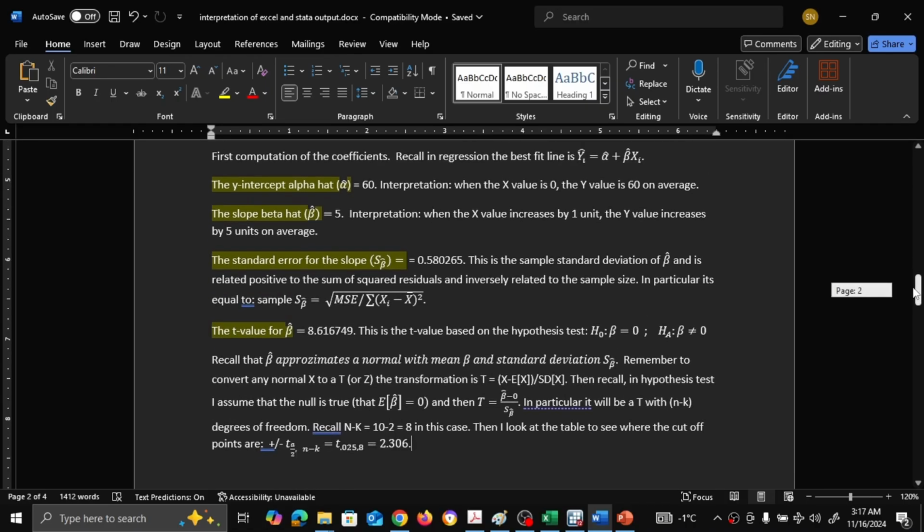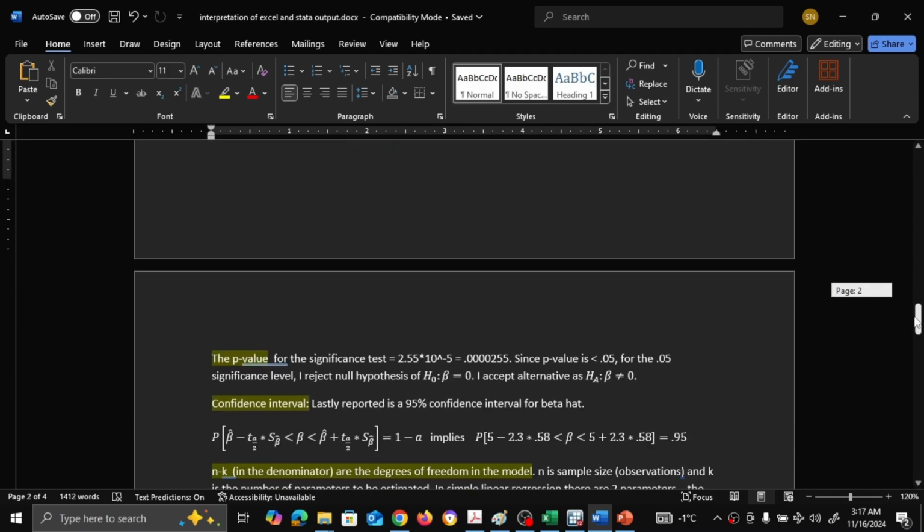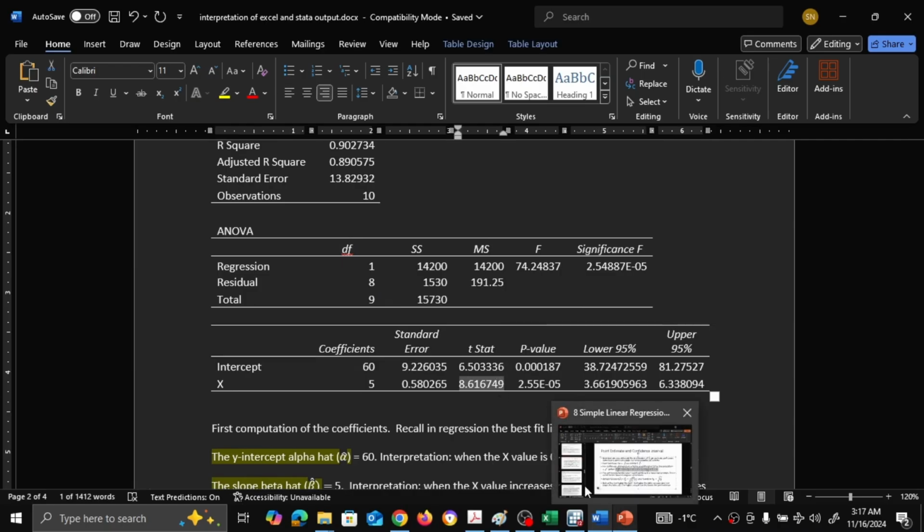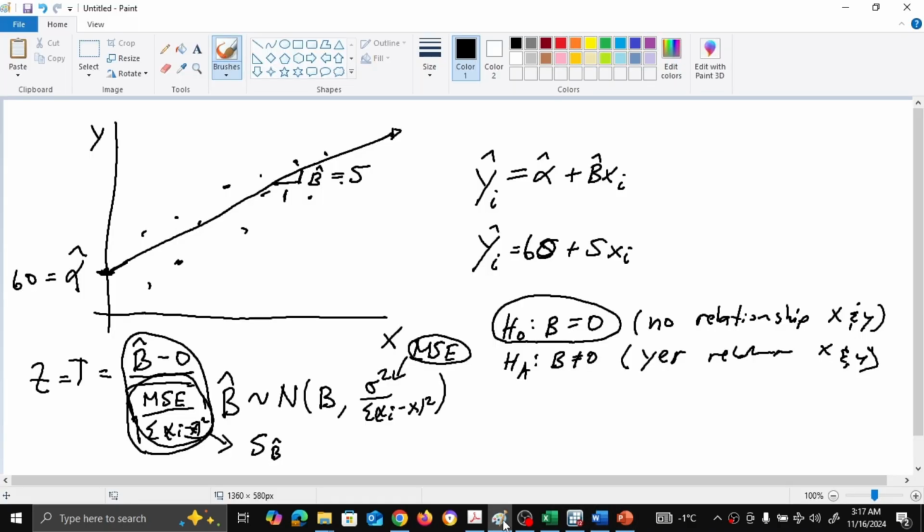And anyways, is there the t-value here? Oh, look, there is a t-value. And how is this t-value computed? Well, I need to go back and look at the picture. It's basically just the beta hat. Let me just write it here. This is equal to the beta hat divided by the S beta hat. This is the t. Okay?